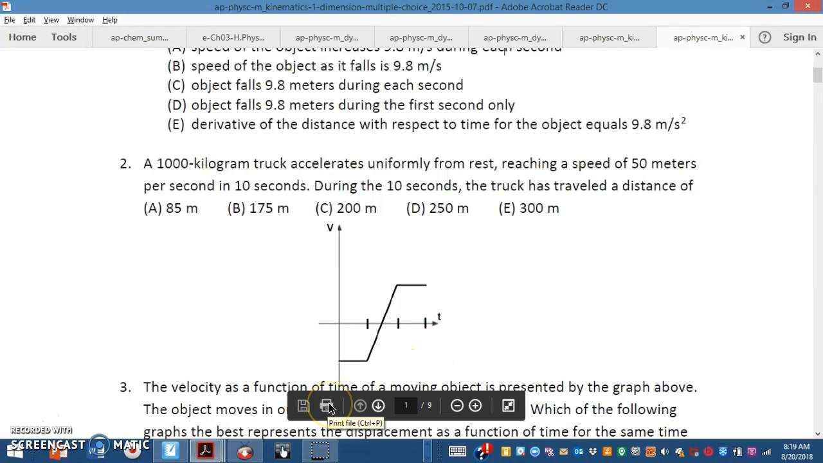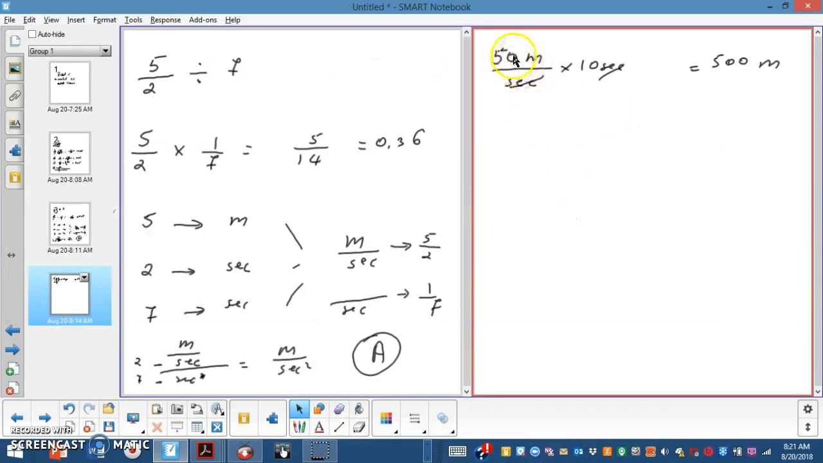Question number 2. A 1,000 kilogram truck accelerates uniformly from rest, reaching a speed of 50 meters per second in 10 seconds. During the 10 seconds, the truck has traveled a distance of... Writing down 50 meters per second times 10 seconds, just because you're doing maybe dimensional analysis, or you're just using your units, that will give you 500 meters, which is now one of your choices, so obviously it's wrong.